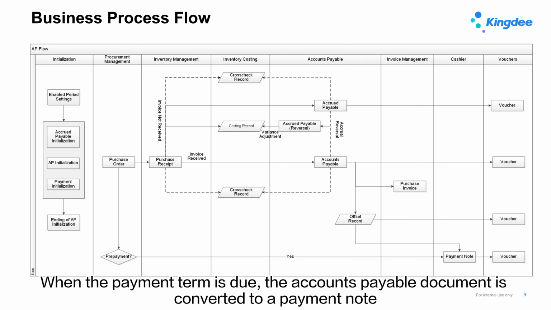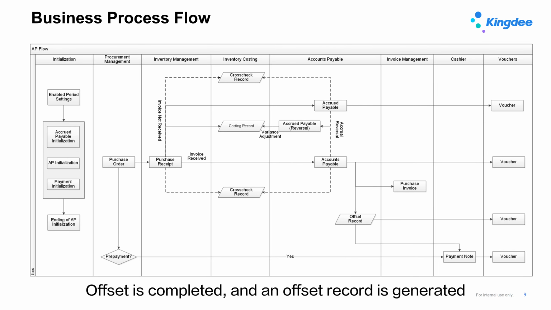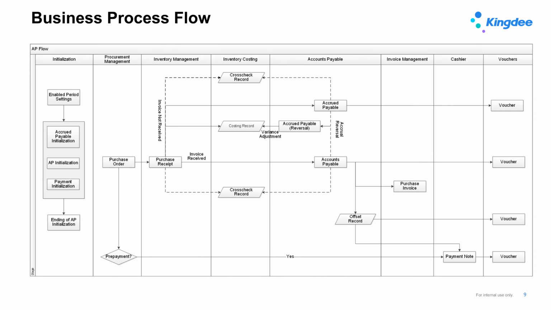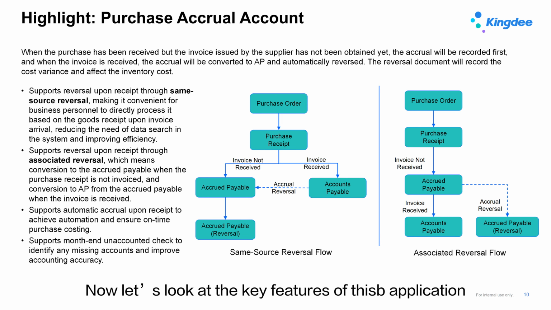When the payment term is due, the accounts payable document is converted to a payment note. Offset is completed, and an offset record is generated. Now let's look at the key features of this application.